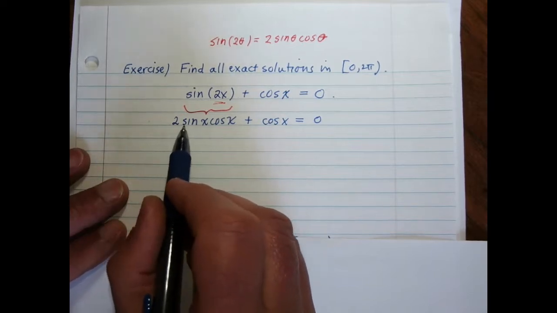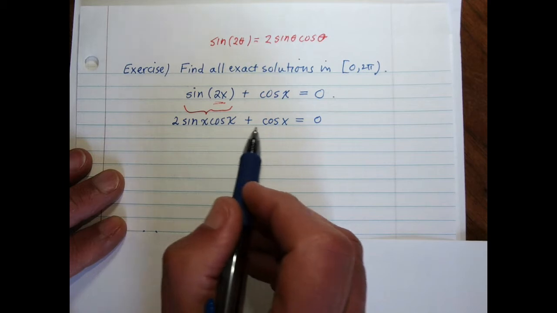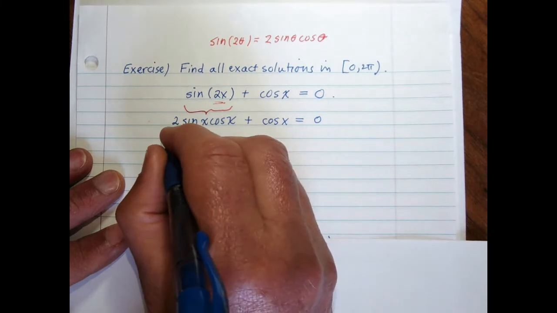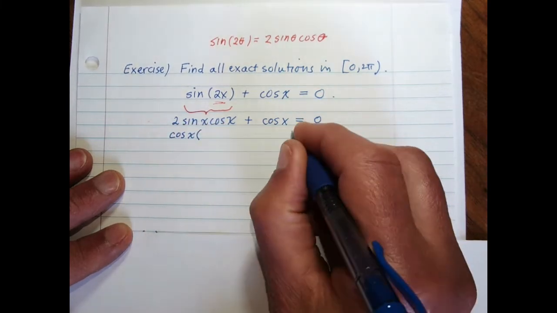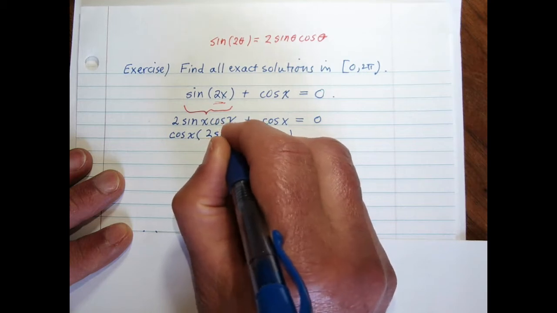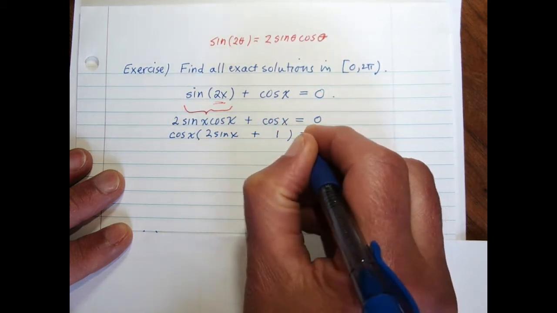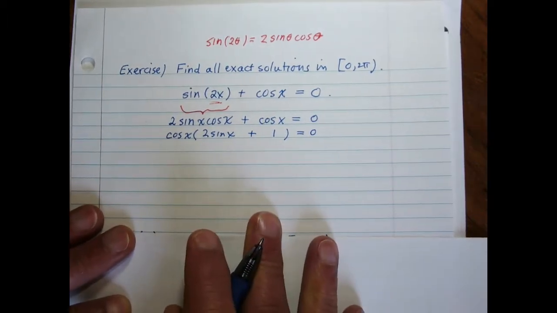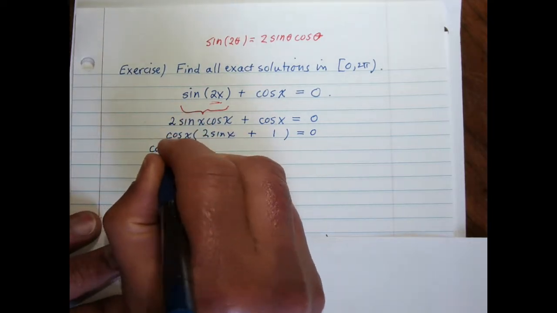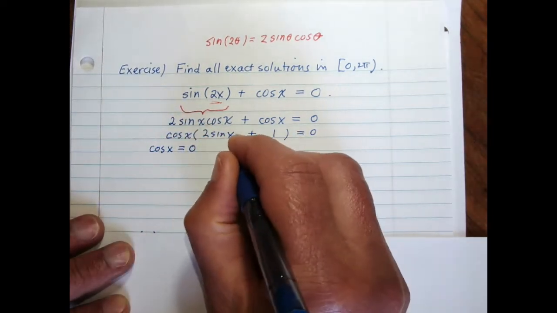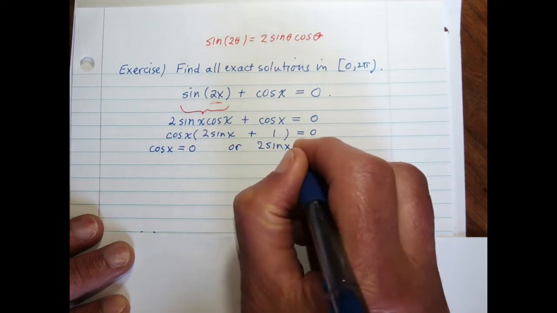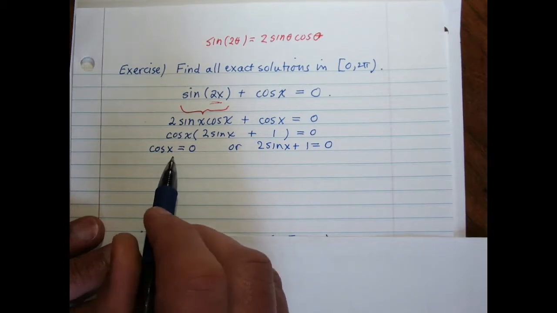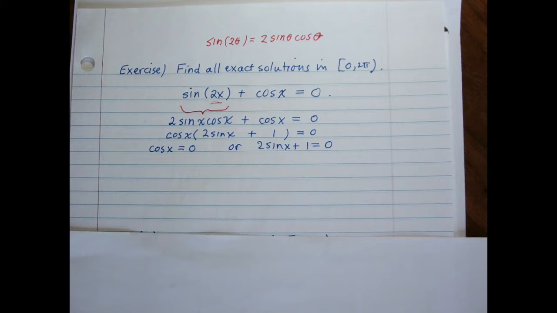The only way I see that it's a good idea is I realize that I can now factor the left-hand side of this equation. I can factor out a common factor of cosine x, times 2 sine x plus 1 in parentheses, equals 0. And now things are looking really good, because I can apply the zero product property and say cosine x equals 0, or 2 sine x plus 1 equals 0. Now this is split into 2 separate equations, and each one involves just one of the 2 trig functions.